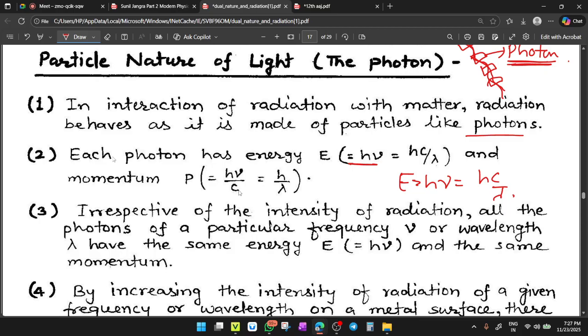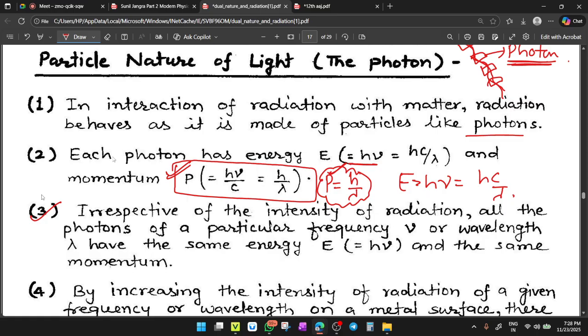Momentum of the photon, we will study later. The momentum of the photon is given by P equals h nu by c, that is equal to h by lambda. Okay. So make the formula: momentum for photon P equals h by lambda. Yes. Make a note there. P equals h by lambda. Momentum of a photon P equals h by lambda. Okay.